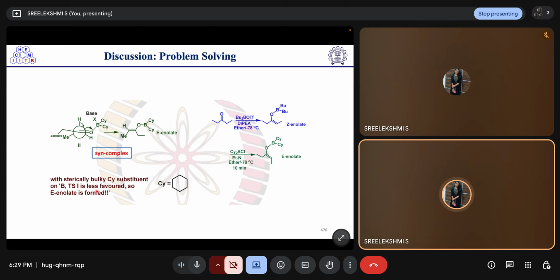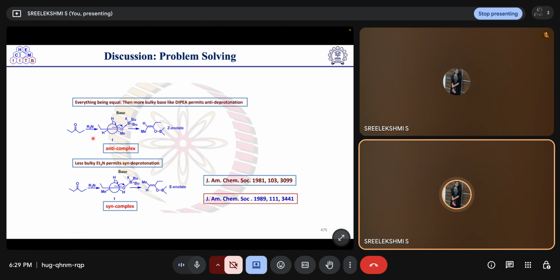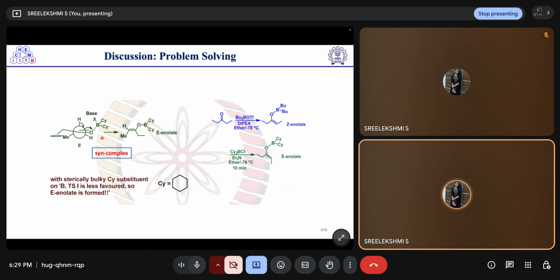So there will be a sterically bulky substituent. With a sterically bulky substituent on boron, transition state 1 is less favored. So in this case E is more favored because this substituent on this boron is also sterically hindered. So that's why it is favoring E-enolate. As we can see here, if we use this boron complex substituted with this butyl group, we are getting Z-enolate. But if it is a more sterically hindered cyclohexyl group on the boron, we are getting E-enolate.